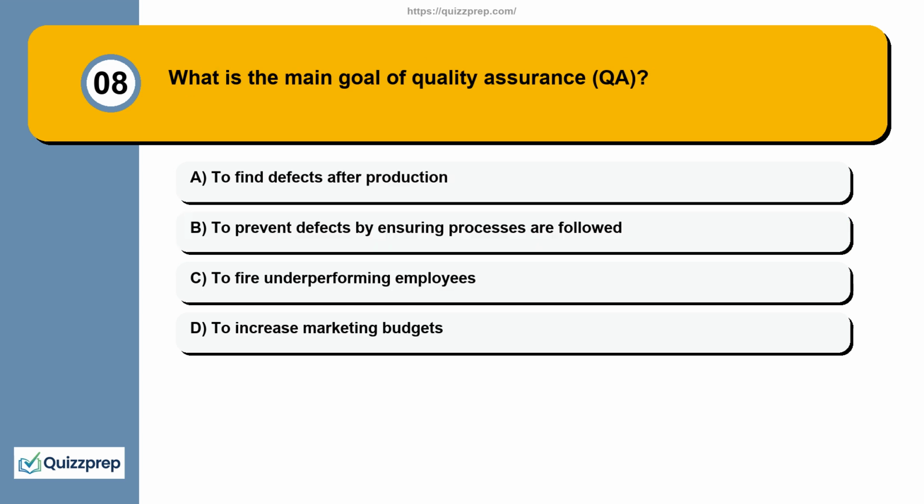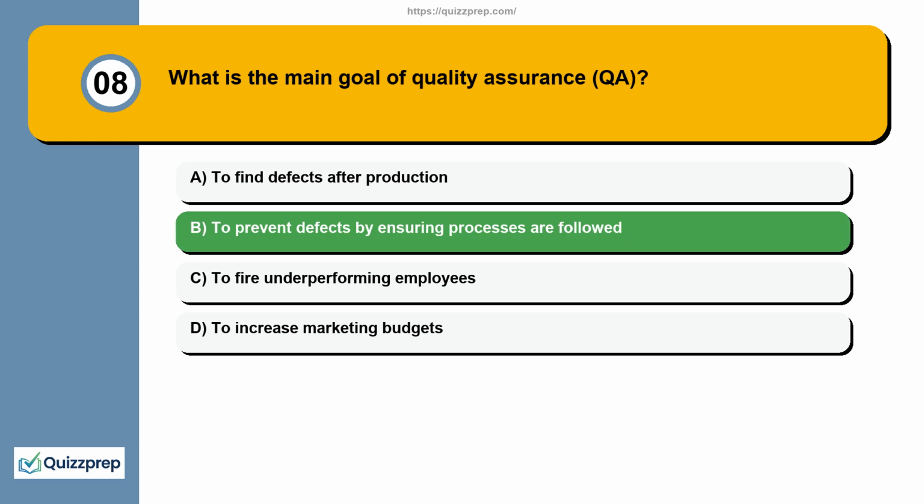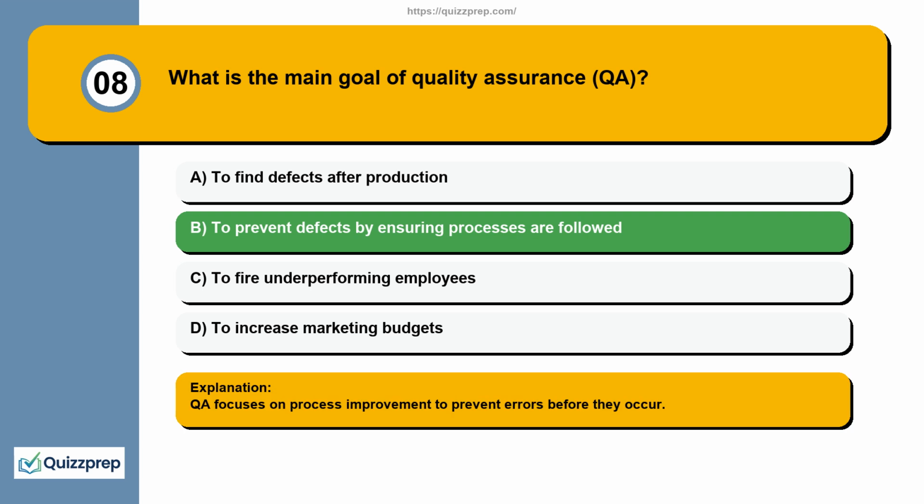Question 8. What is the main goal of quality assurance, QA? Here are your options. Option A. To find defects after production. Option B. To prevent defects by ensuring processes are followed. Option C. To fire underperforming employees. Option D. To increase marketing budgets. The correct answer is option B. To prevent defects by ensuring processes are followed. Explanation. QA focuses on process improvement to prevent errors before they occur.